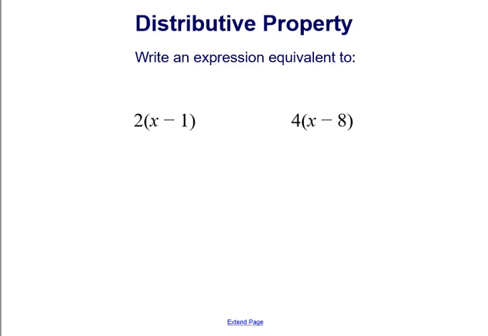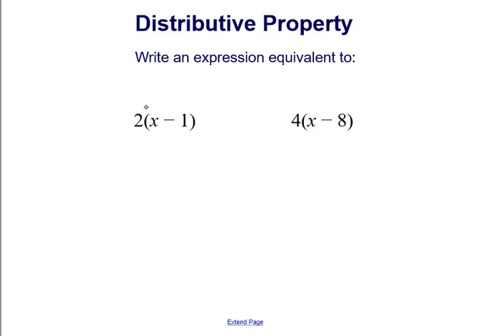Here are 2 more problems. It says write an expression equivalent to 2 times the quantity of x minus 1 and 4 times the quantity of x minus 8. So here we're using the distributive property because we still have a number outside parentheses, but it's still to a sum inside the parentheses. It's just that it looks like a difference. We have plus and negative. So we're going to have to keep that negative sign into account when we do our distributing.